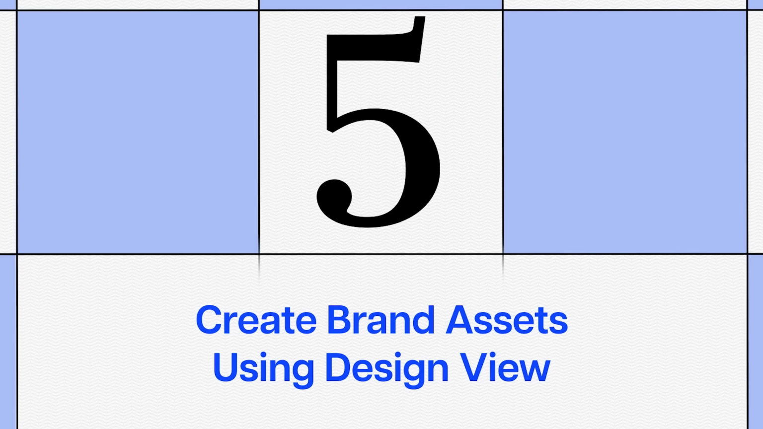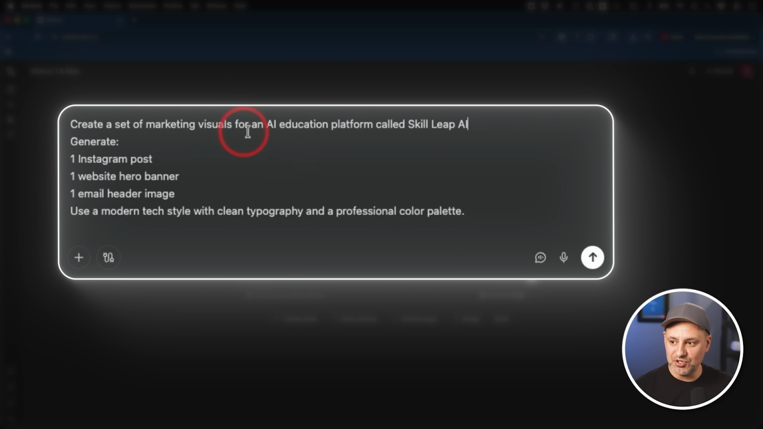For the next example, let's actually look at design, because Manus could create entire design packages for you. So in this case, create a set of marketing visuals for an AI education platform called SkillLeap AI, generate Instagram post, website hero banner, and email header image. Use modern tech design with clean typography and professional color palette. And by the way, you could have this number be much higher. You could ask for 10 Instagram posts at the same time.